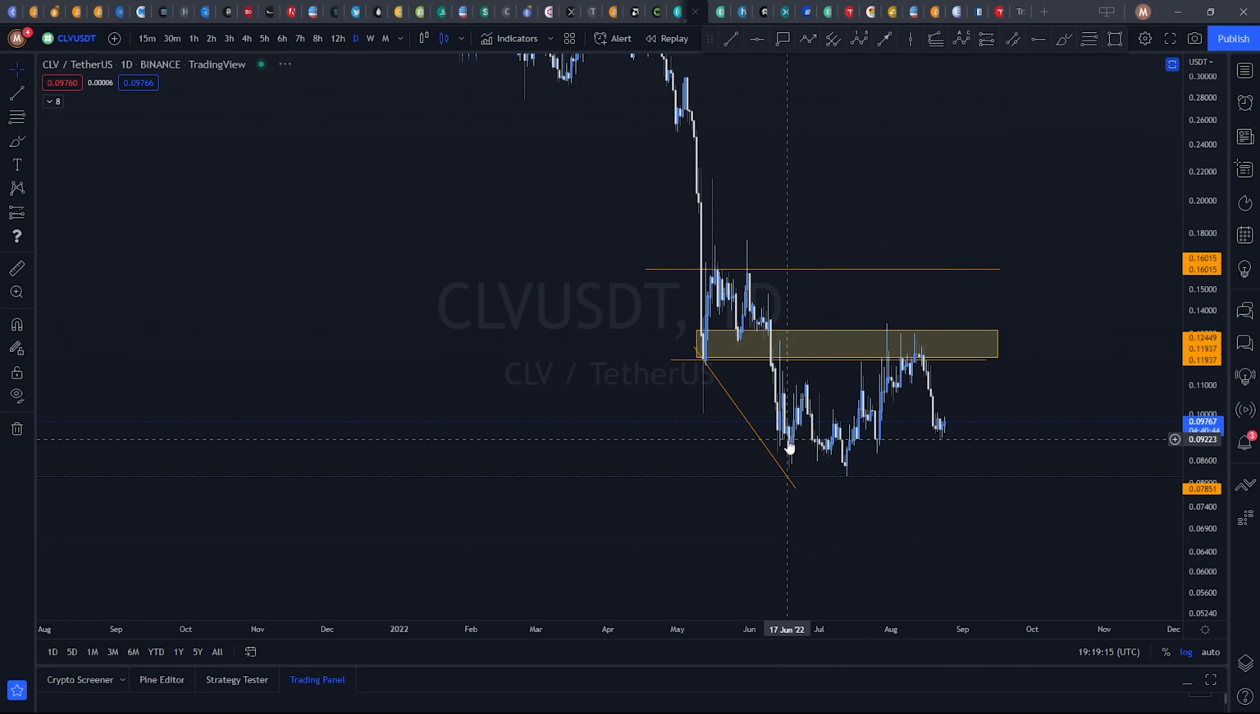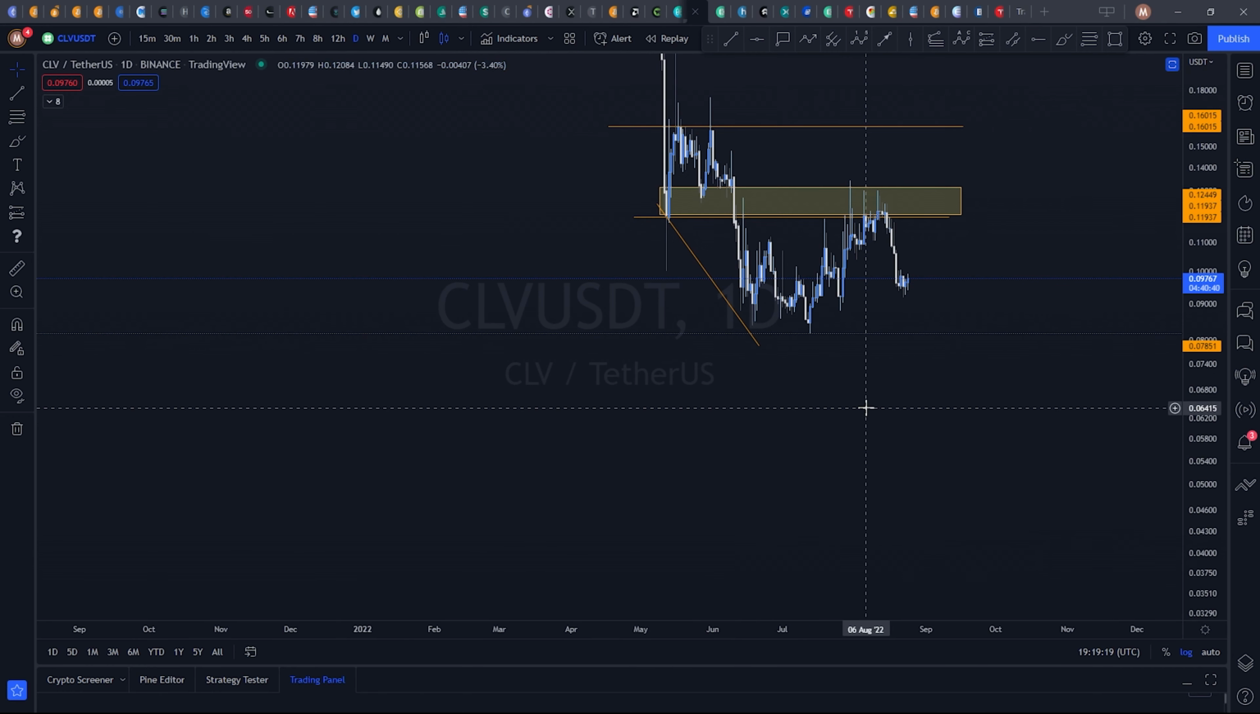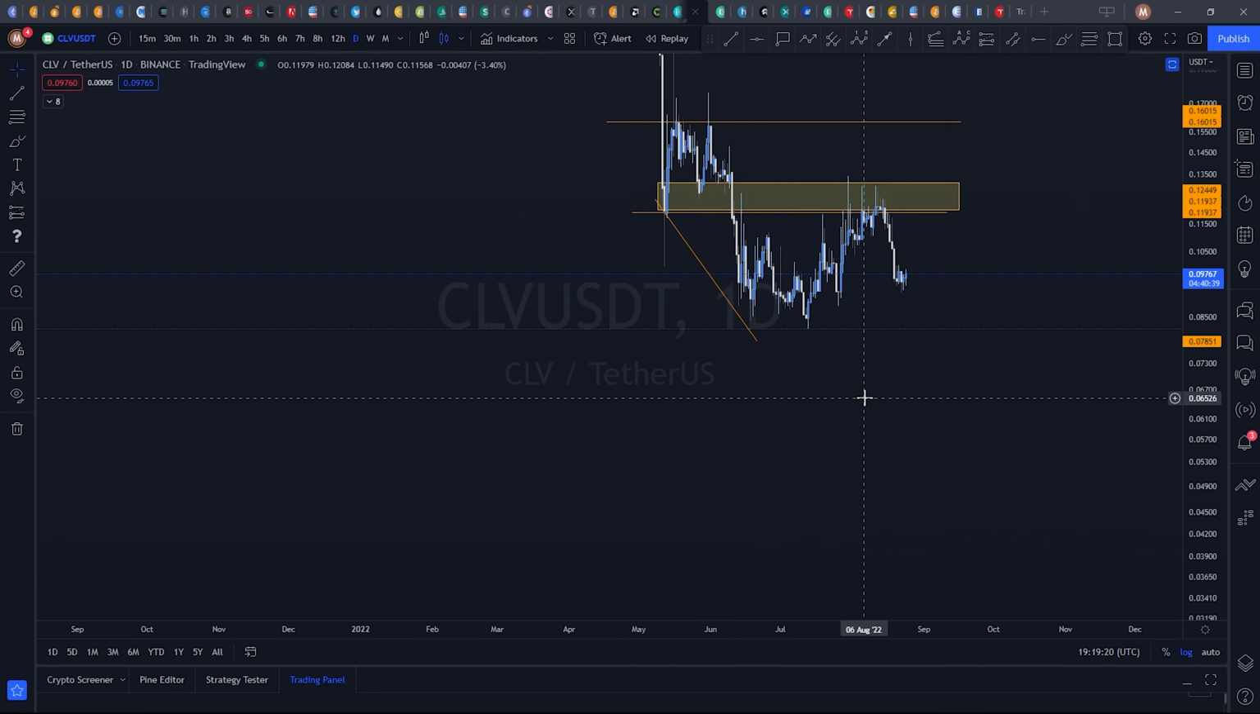Clover, again, just long, short, long, short. Clover, not too bullish on. Broke trend on the RSI, broke trend on the chart. Be careful with that one.